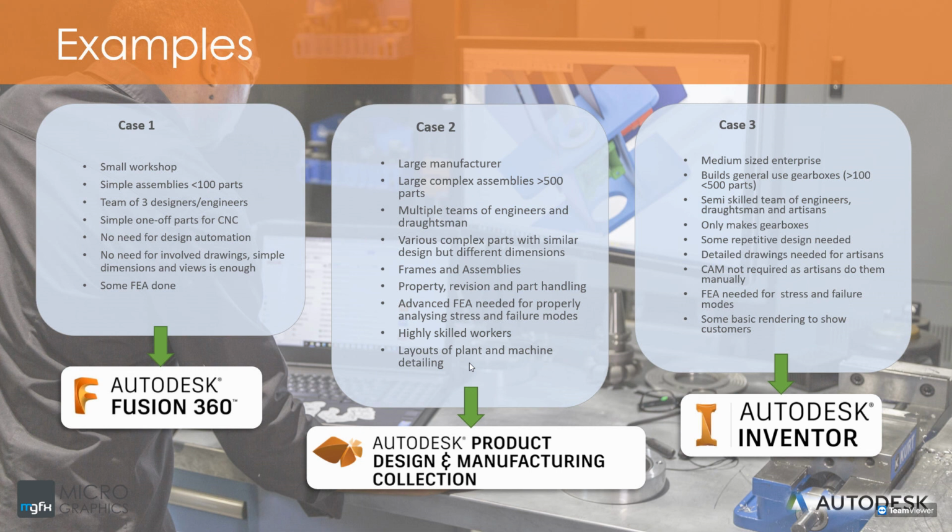And then we have a third case where we have sort of a medium-sized enterprise, okay? And maybe they just build not so complex parts as case 2, but they build a single type of product, perhaps gearboxes, and their parts will consist of between 100 and 500 parts in their assemblies. Okay, you look at a semi-skilled team, and they only make the one product, so you probably can say that it's a repetitive design process. So some automation is needed if they want to change something. They don't want to have to go and change each corresponding detailing.